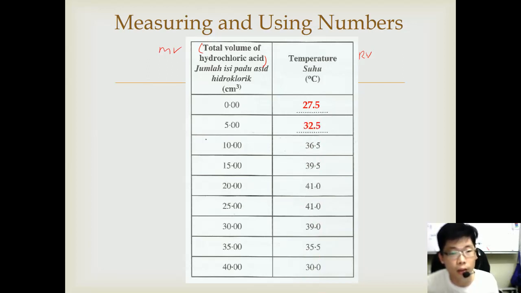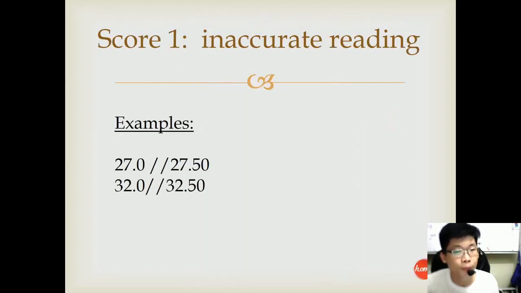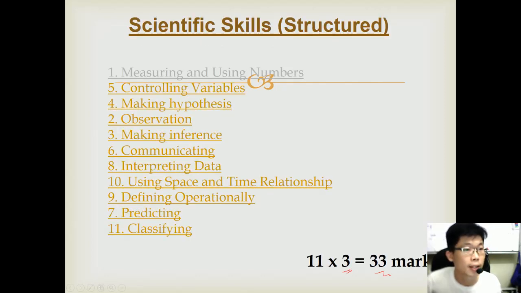Okay. So if students are able to record the value correctly, so they will get the score 3. Okay. So for score 1, for inaccurate reading, for example, the student cannot read the reading correctly. Let's say the student read 27.0 or 27.50 with 2 decimal places. So all these will be getting the score of 1. Okay, so this is the first part, first scientific skills.